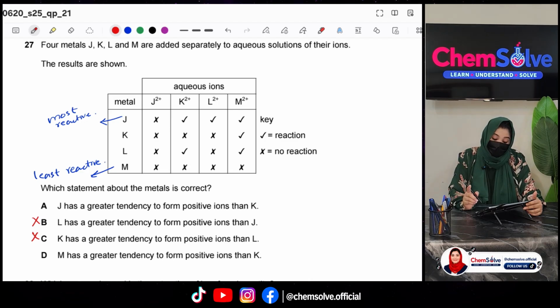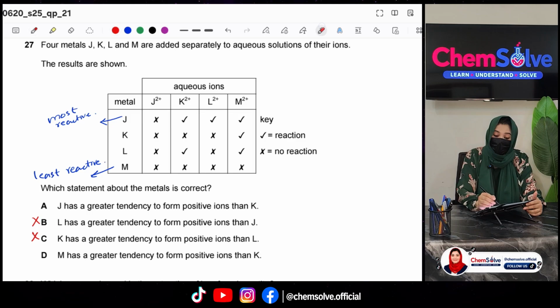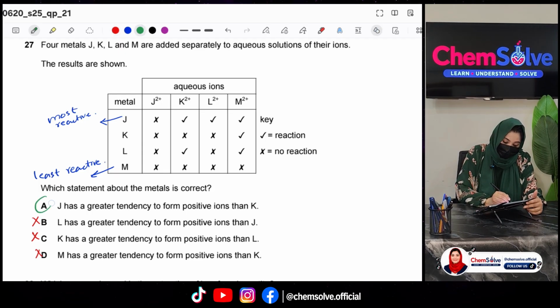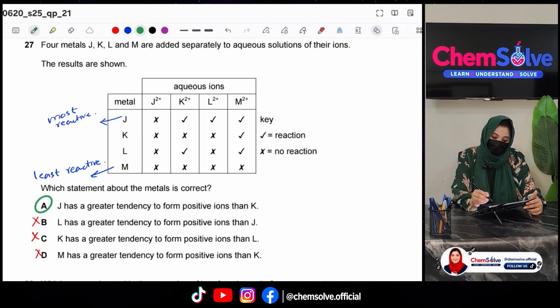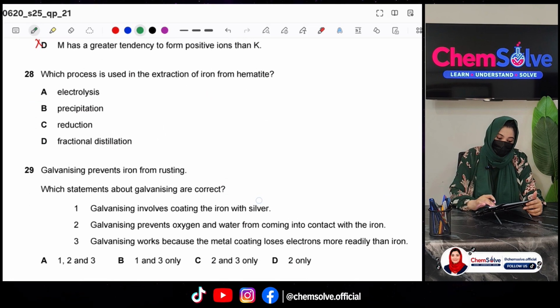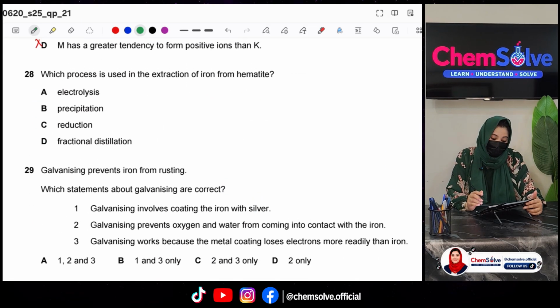M has a greater tendency to form the positive ion than K. M is least reactive. M is not reacting with anything. So M doesn't have a greater tendency to form the positive ion than any of the ions given. So this is also an incorrect option. That's why, according to our discussion, the correct option is option A. Okay, so our next question is question number 28.